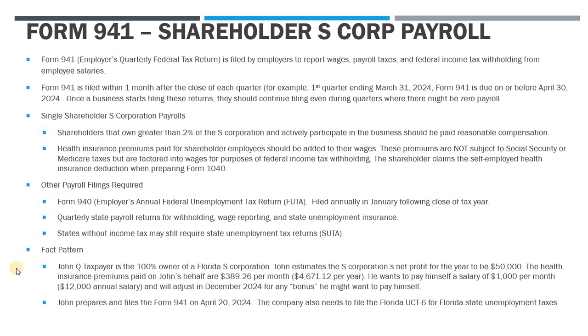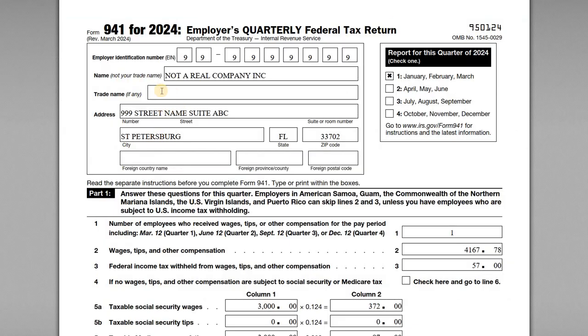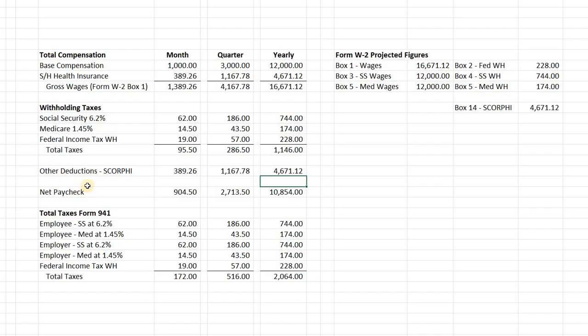Now we've got one slide here covering some background on the 941 and the fact pattern. We've got the 941 for the first quarter of 2024, and then I've got one Excel workbook here showing how we're calculating his compensation for each month, the quarter, and then the yearly totals, and all the taxes that need to come out of those paychecks.